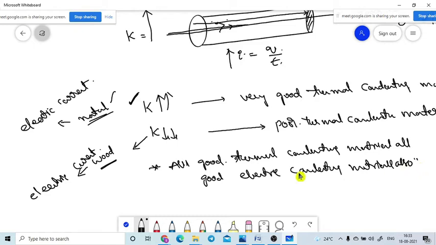Is it good? Our statement is correct only, right? If one material performs well as a thermal conducting material, the same material will also show good electric conducting behavior in the electric part. Are you getting that? Yes, sir.